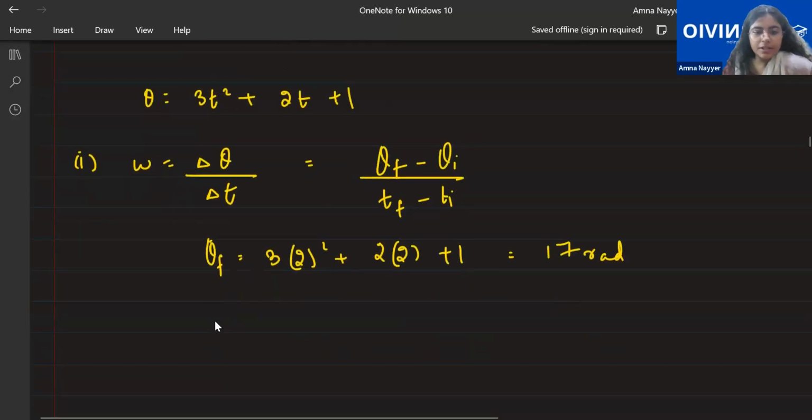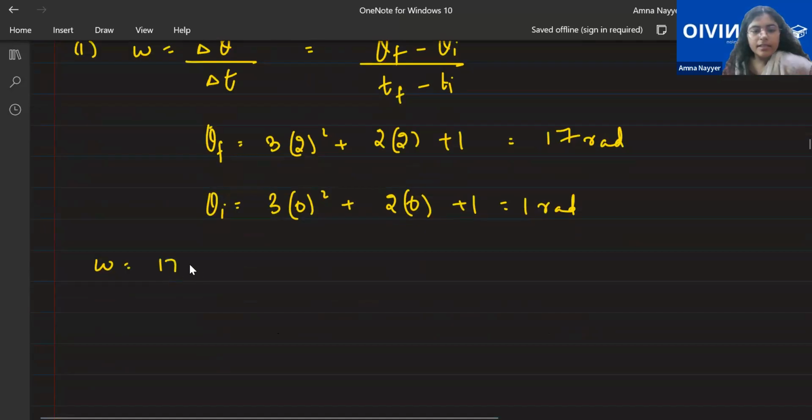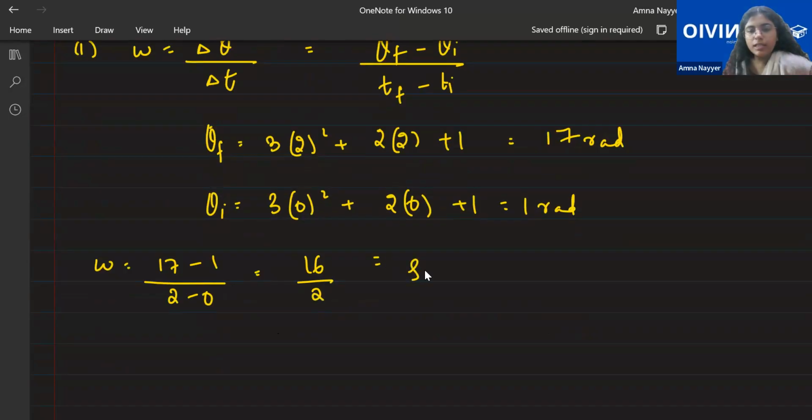And second, initially, theta initial will be 3 into 0 square plus 2 into 0 plus 1. That is 1 radian itself. So when omega is calculated, this is 17 minus 1 by 2 minus 0. This is 16 by 2, which is equal to 8 radian per second. The answer for the first part.